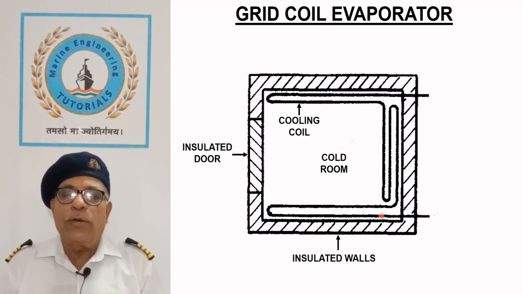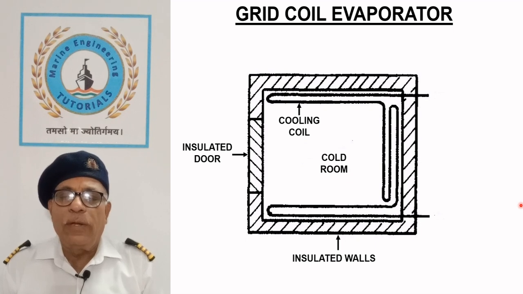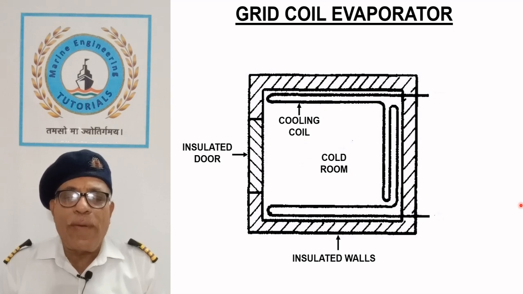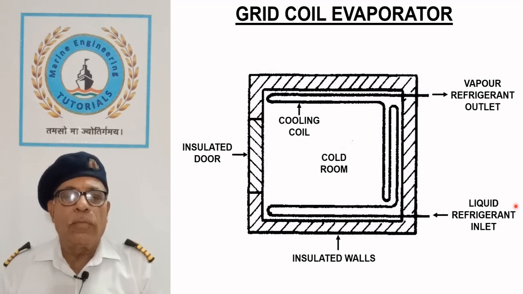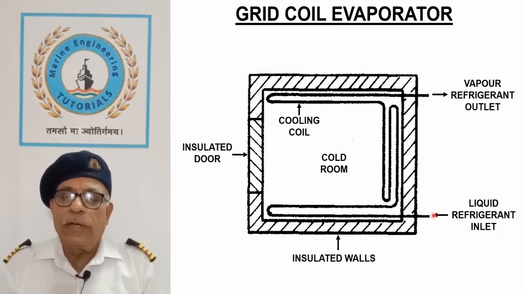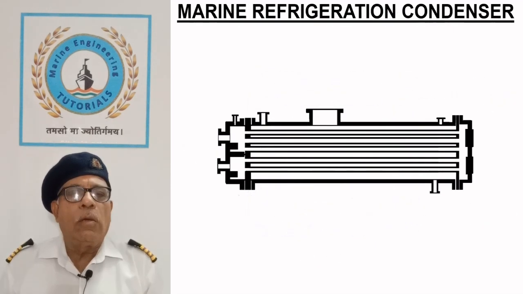In comparison to the grid coil evaporator, the fin and tube type evaporator, generally called a unit cooler, is more efficient, very compact and easy to maintain. Similar to the unit cooler, liquid refrigerant is supplied by the expansion valve and slightly superheated vapor is drawn out by the compressor, thus maintaining the required pressure in the evaporator.